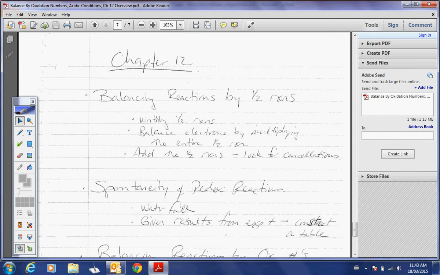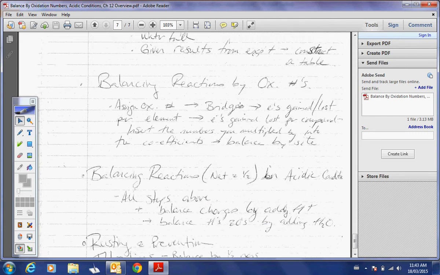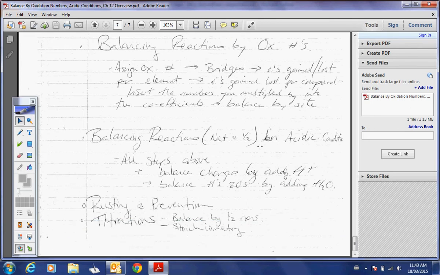So in chapter 12, we balanced reactions by half reactions. Do you remember that? Write them beside each other, multiply by however many so the electrons cancel out. We probably looked them up in our data booklet if they weren't given to us. Then we looked at whether reactions were spontaneous or not. The waterfall flows down or up. Then we balanced reactions by oxidation numbers, which is what we've just been doing right now. Then we balanced them under acidic conditions, also what we were doing right now.